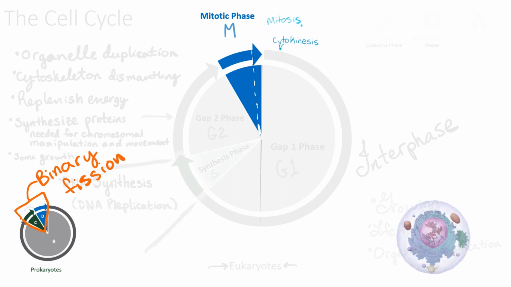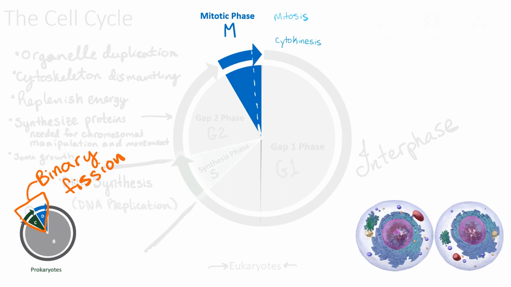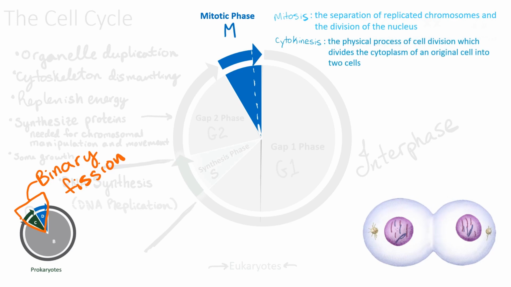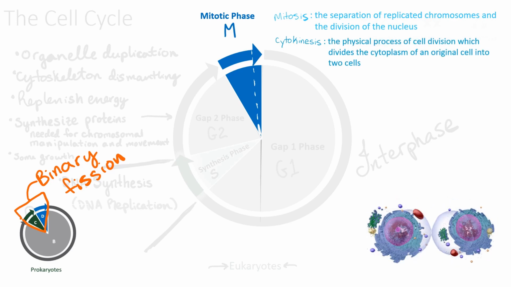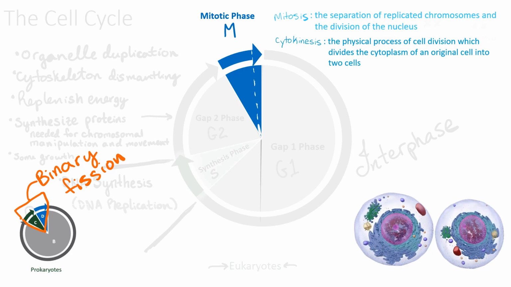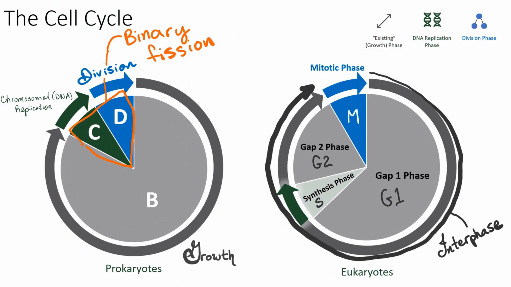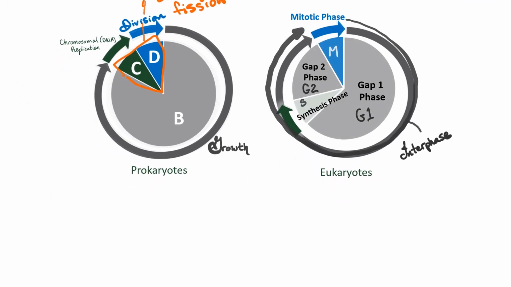Mitosis is the separation of replicated chromosomes and the division of the nucleus, while cytokinesis is the physical process of cell division, which divides the cytoplasm of an original cell into two new cells. Mitosis is also subdivided into 5 subphases, but we'll touch on those later. For now, let's zoom out and compare these two cell cycles as a whole.